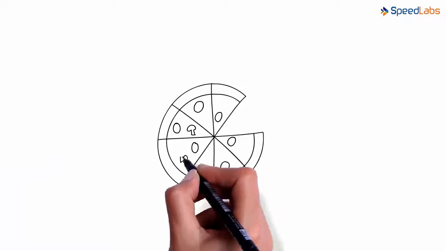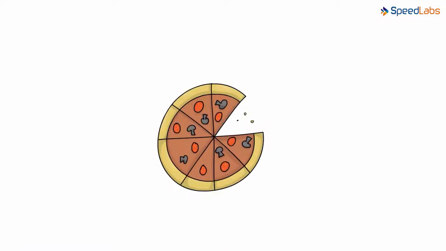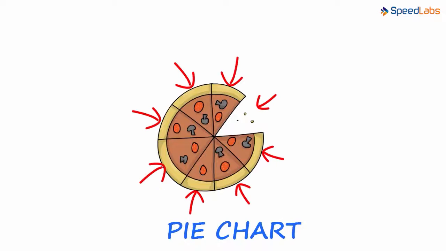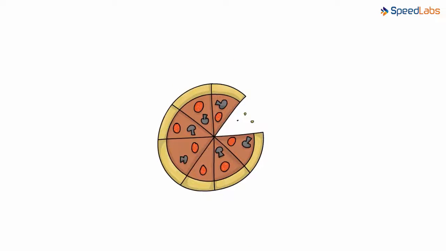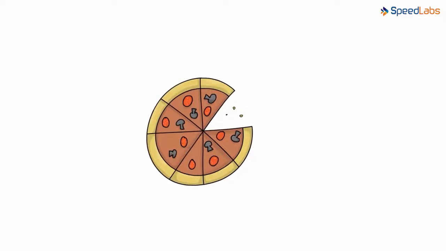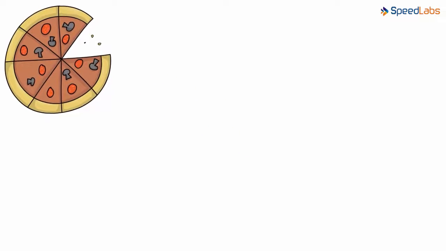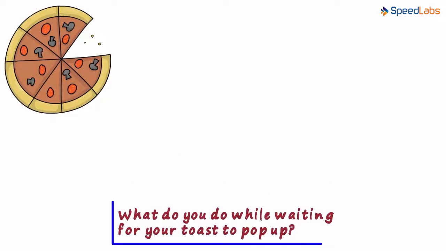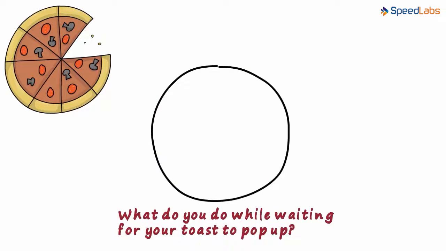And what's the best example of a pie chart? Yes, it's a pizza. It's a pie chart with equal parts or sectors. I was looking for some examples of pie charts, but then I thought I should make one myself. So I asked many people a question. What do you do while waiting for your toast to pop up? I drew a circle that represents the number of people I approached.